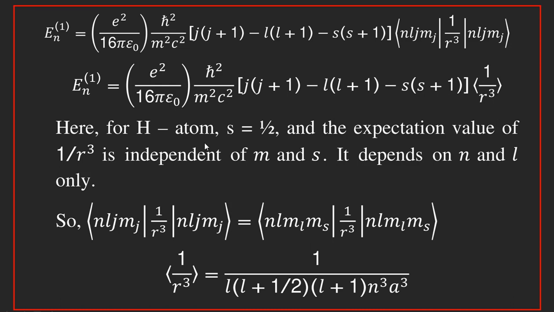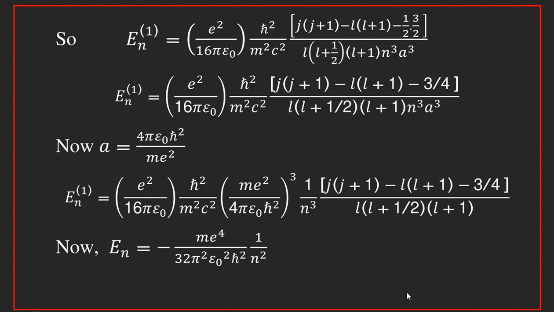Now for the hydrogen atom, S is equal to half because there is only one electron. And the expectation value of 1 by r cube is independent of m and s. It depends on n and l. So the expectation value of 1 by r cube with respect to nl, j, mj and with respect to nl, ml, ms are the same. So this expression is already there as a standard result. It is 1 by r cube is equal to 1 by l into l plus half into l plus 1 into n cube a cube.